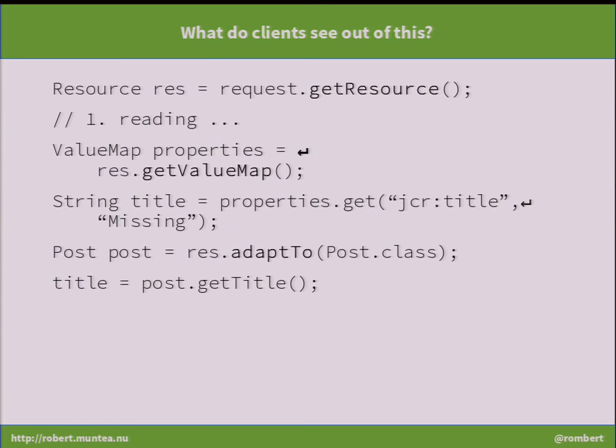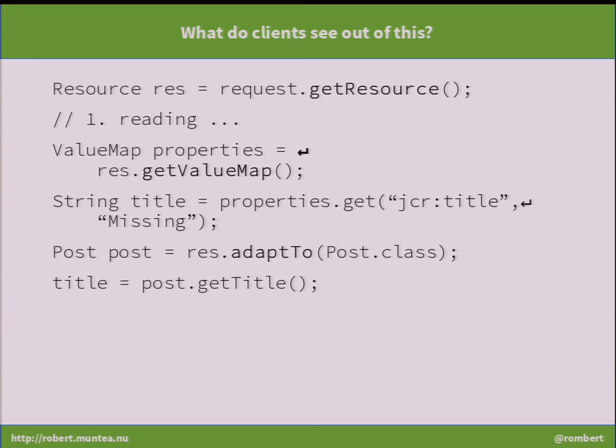So, okay, bold doesn't really show. We have this request get resource call. It's already done for us. ACL checks have been done. We know that the resource exists. We don't have to do a lot of work. And then we get its properties using a value map. A value map is simply a hash map on steroids with some additional methods like getting defaults.